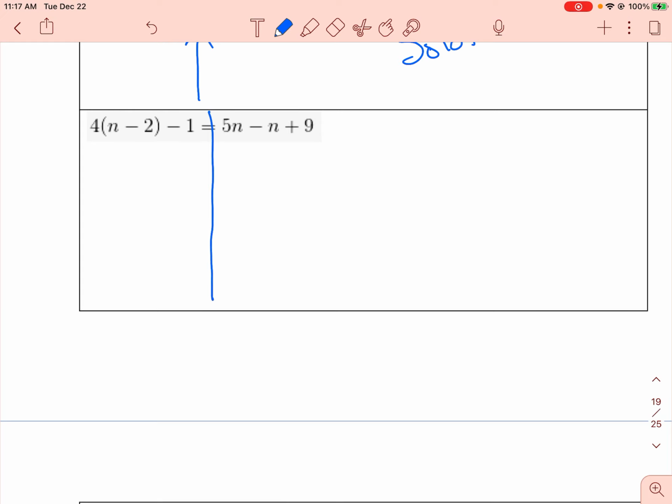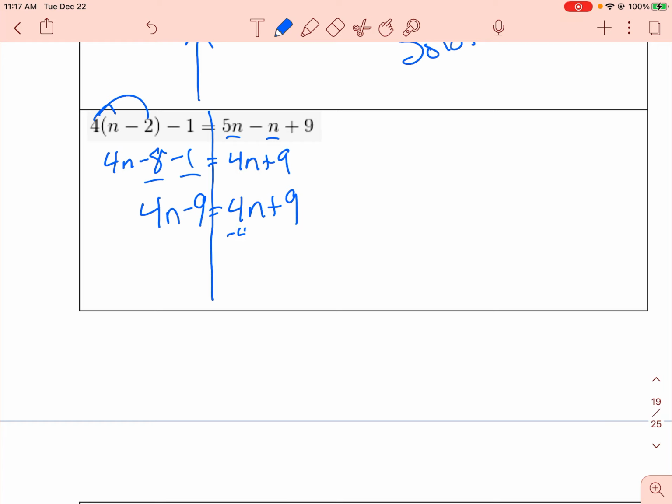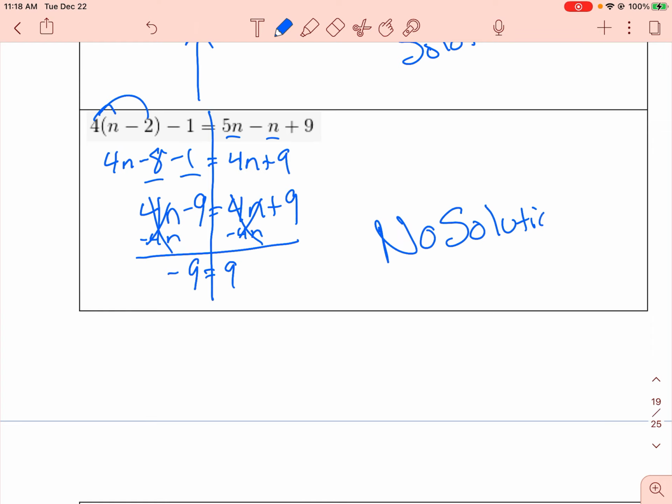So let's solve here. I'm going to distribute on my left. I can combine like terms on the right. And now I can combine like terms on the left. And negative 8 minus 1 is negative 9. Now here, if you can stop and see what's going on, both sides have 4n, but they both have different numbers. So if I move my n to one side, I see those cancel. I have negative 9 equals a positive 9. Negative 9 does not equal positive 9, so that means no solution.